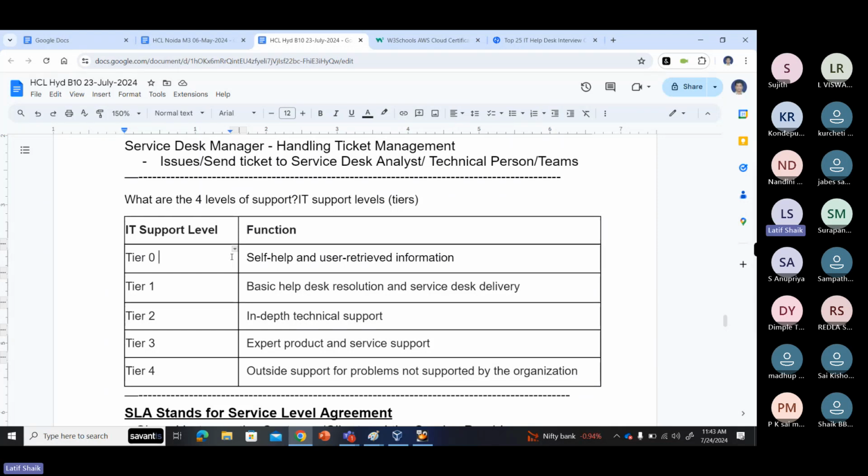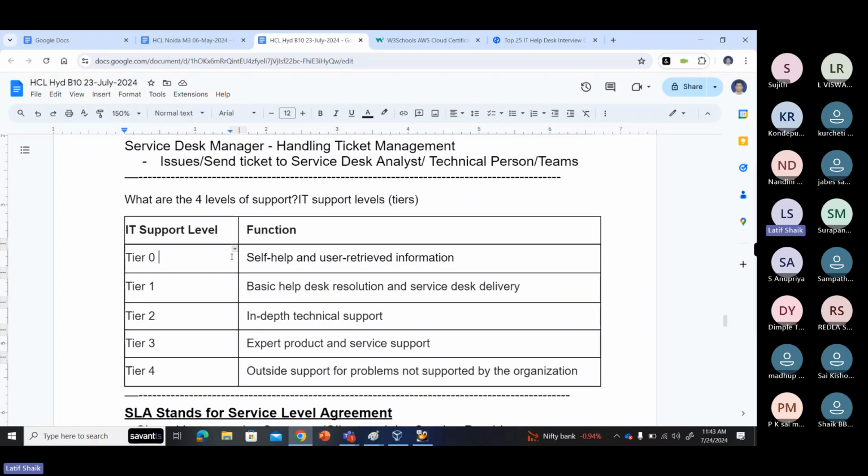Either I can receive a telephone call or an email, or it can be a software. If it is a software, it is quite easy. If it is another means, they have to understand, create a ticket, and escalate or send the ticket to a specific team. So the team members who are available are going to resolve it. That is level 0 service desk support.